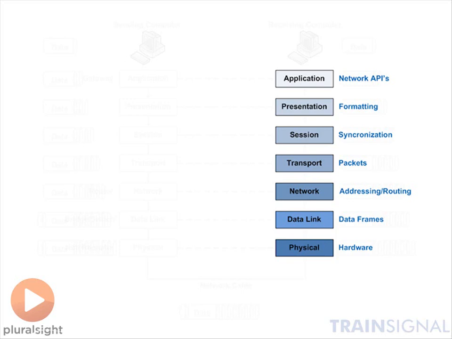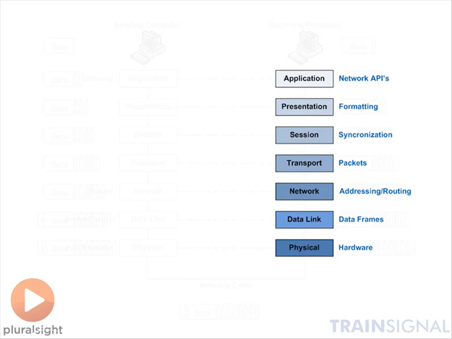The next layer down is the presentation layer, and I simply have the word formatting. This is where it is determined the format that the data is going to be transmitted in. The session layer deals with synchronization. Again, a lot of this is going to make a lot more sense once you see how the whole thing works when you have computers trying to talk to each other. But synchronization of communication takes place at the session layer.